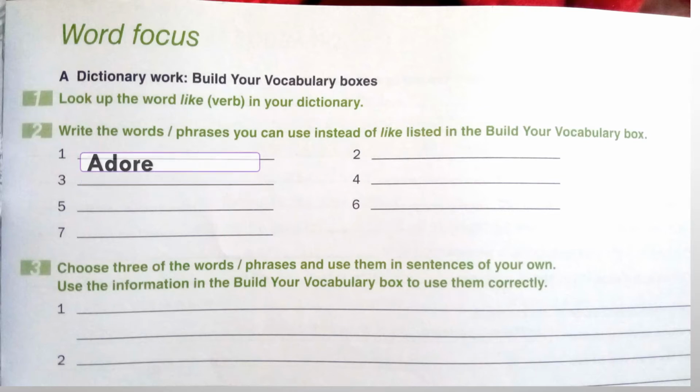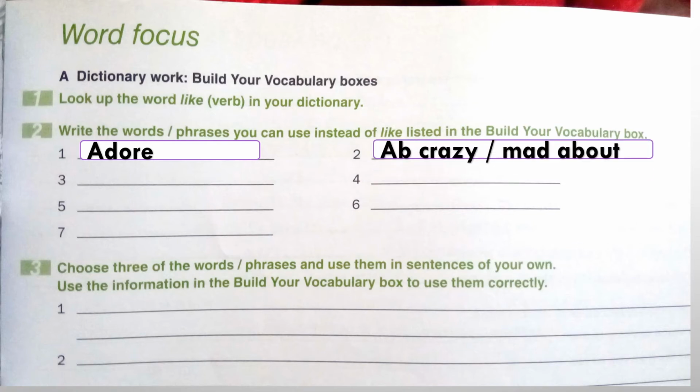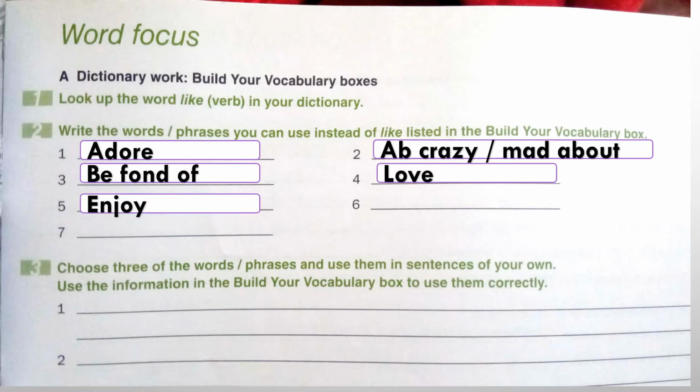Excellent. We have adore, or be crazy or mad about. We have I am fond of. All of these verbs or phrases mean to like. What about love? Okay, when we say I love, I enjoy, another example, I prefer, or I am keen on, okay? All of these verbs and phrases have similar meaning to the verb like.